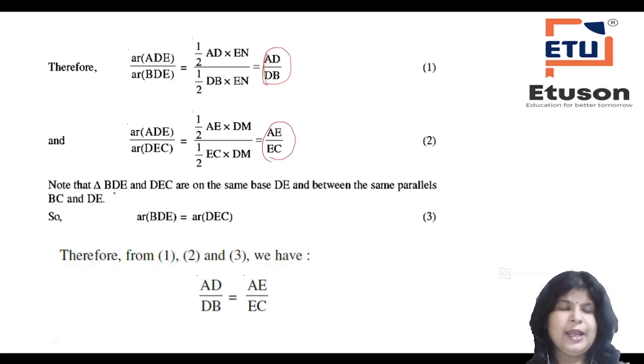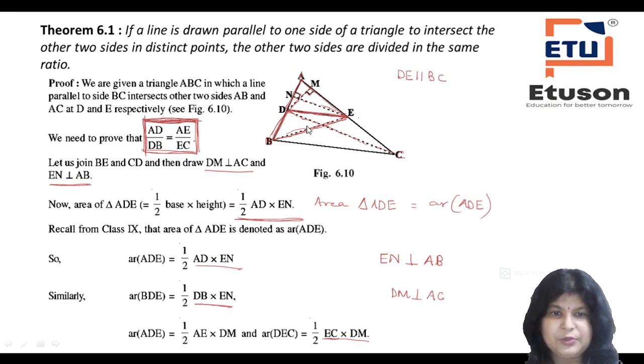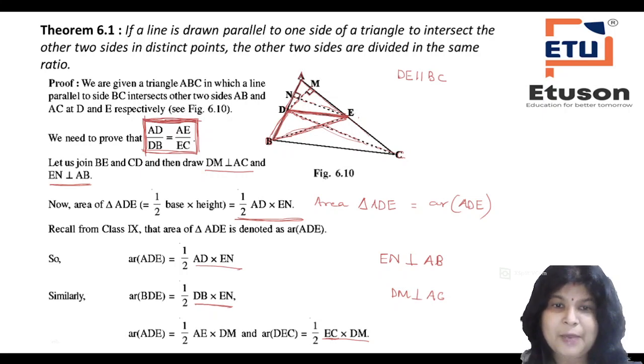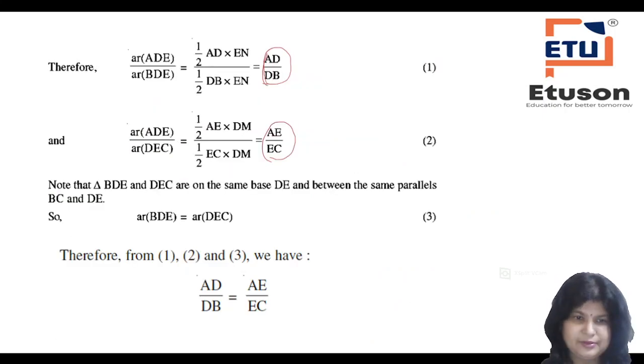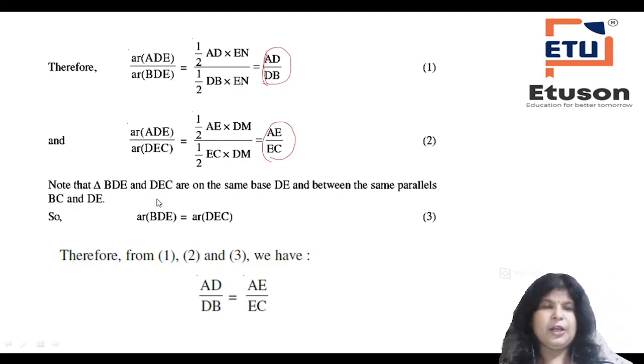So now note that triangle BDE. So what we have to note here? So let us see. So you see here the two triangles, that is triangle BDE and DEC, they are in between two parallel lines, right? And having a common side. So that means area of triangle BDE is equal to area of triangle DEC. This you have already learned, right? So area of BDE is equal to area of DEC.